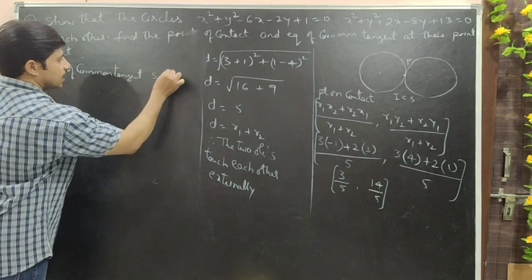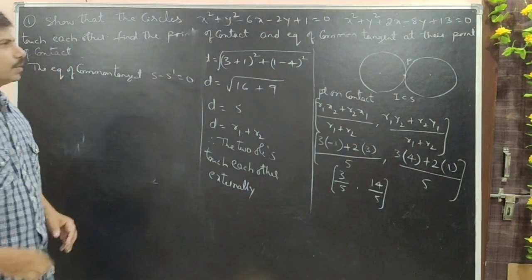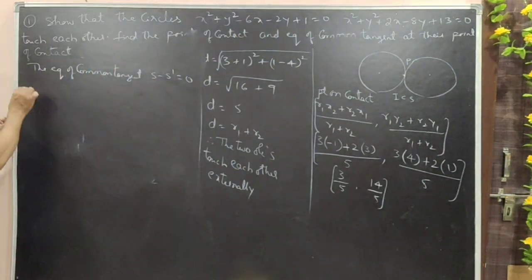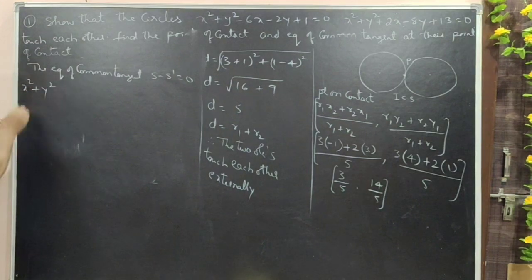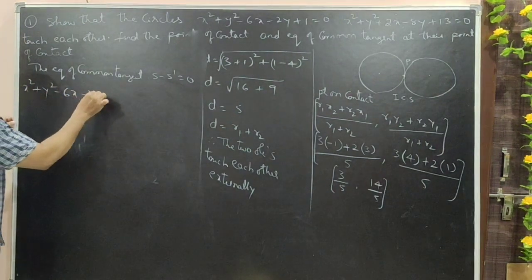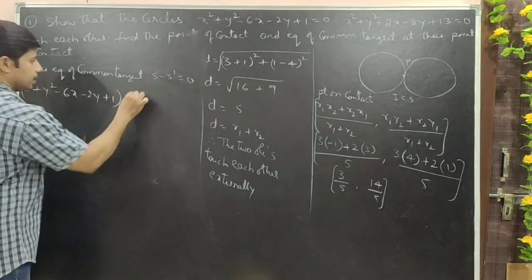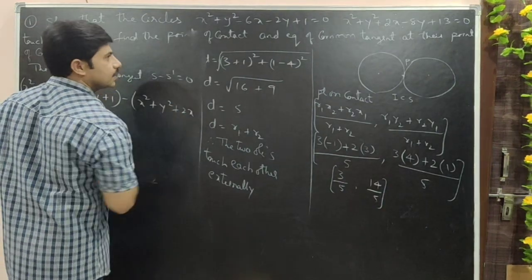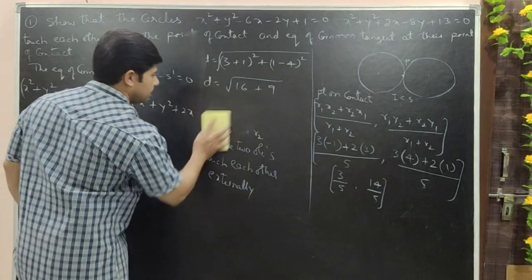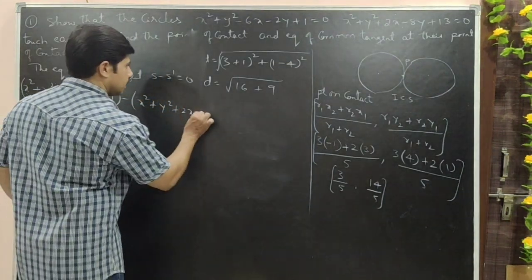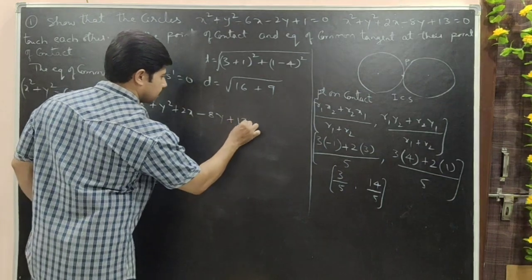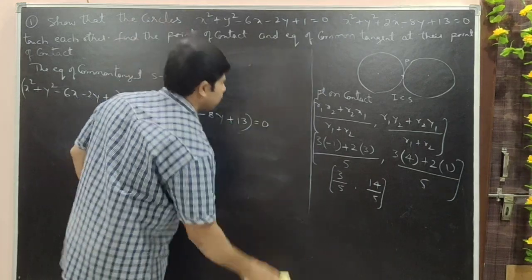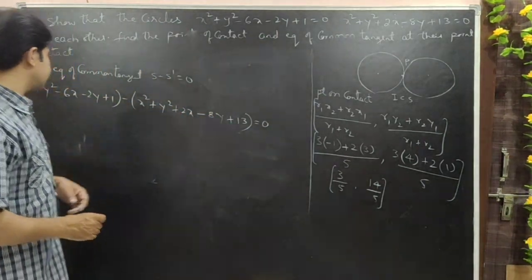of two circles is nothing but S minus S dash is equal to 0. That means just subtract the two circle equations. So I'll write, what is the first equation? It is x square plus y square minus 6x minus 2y plus 1, and minus of x square plus y square plus 2x, then we have minus 8y plus 13, is equal to 0. Okay, so now we find out the equation of the common tangent. Just subtract these two equations.